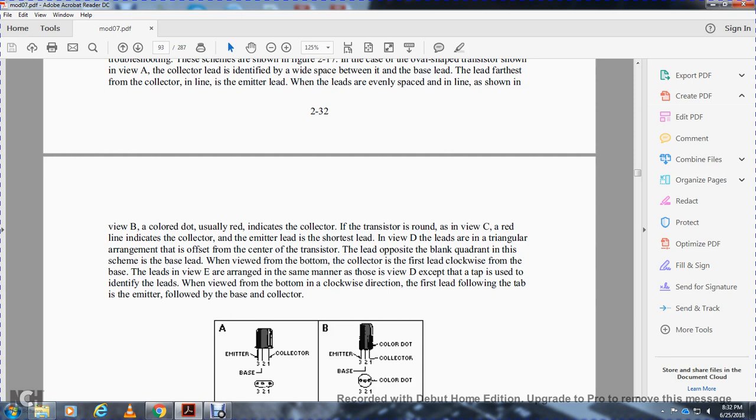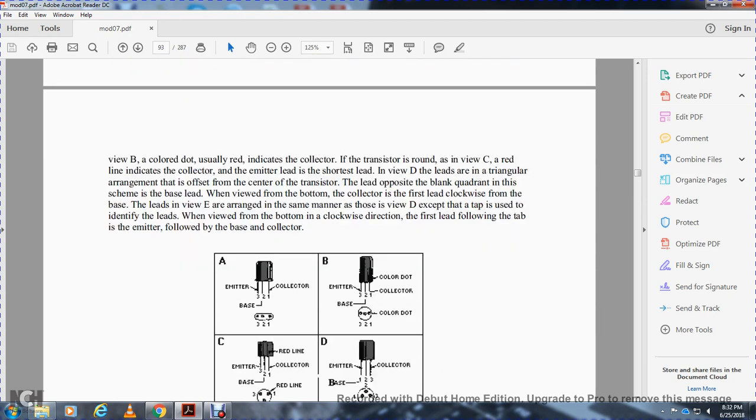Leads in view E are arranged in the same manner as in view D, except for the tab. Identify the leads viewing from the bottom in the clockwise direction. The first lead follows the tab. The emitter is followed by the base, then the collector: emitter, base, collector.